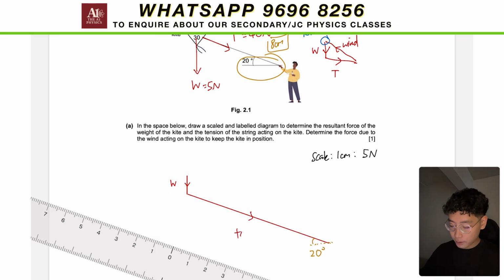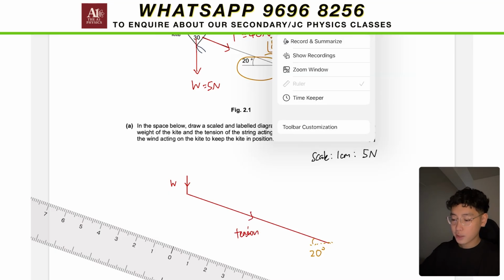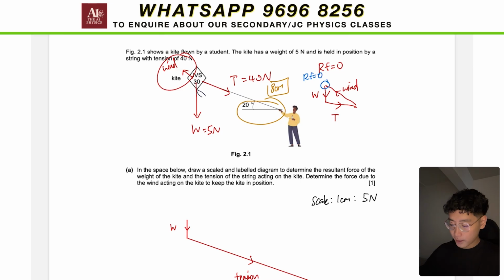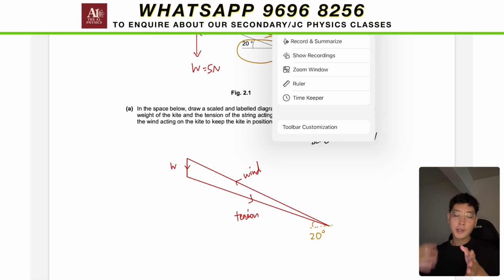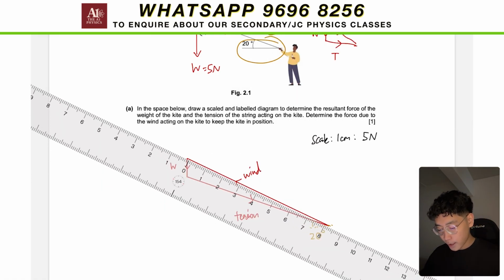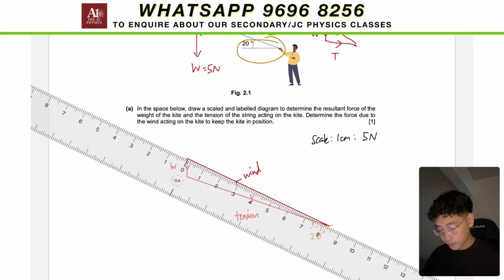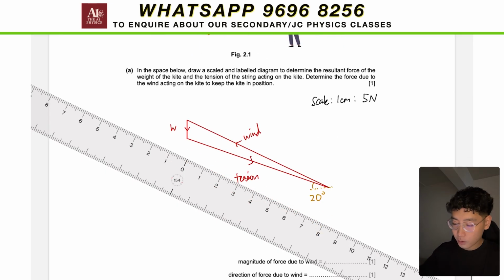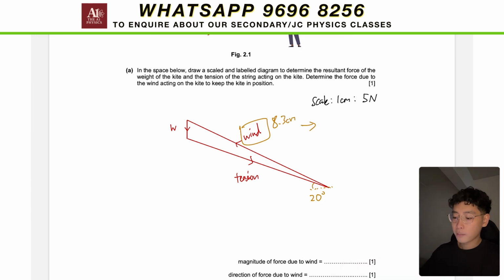Always draw the same angle as the diagram. So this one will be your tension, and because we know the resultant force is 0, when you add the wind, it must go back all the way to the start. So this one will be the force of the wind, right? And because we have drawn everything according to scale, we can take our ruler and measure the length of the drawing for the wind, which is roughly 8.3 cm. Because the wind is 8.3 cm, the force of the wind must be 8.3 times 5 equals 41.5 newtons, right? And that's how we use vector diagrams to sketch out the question.